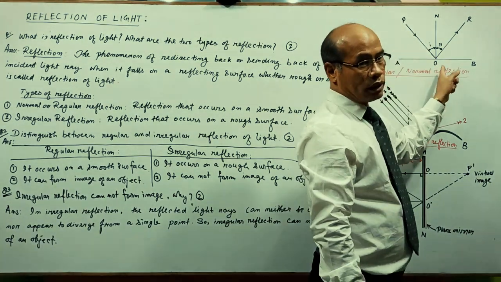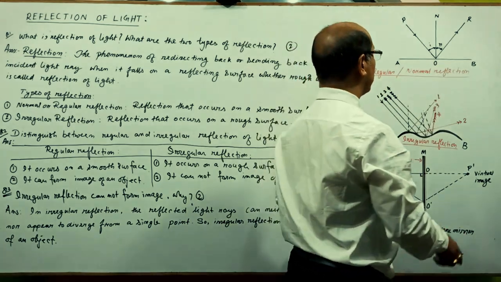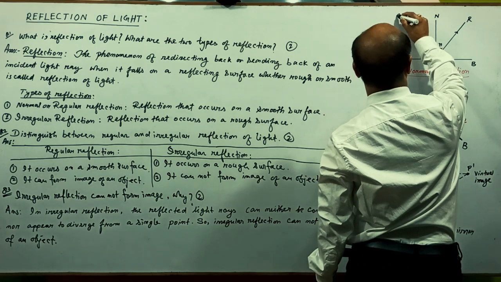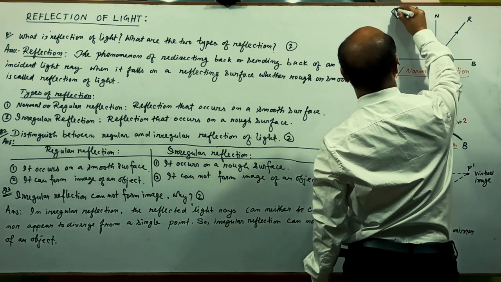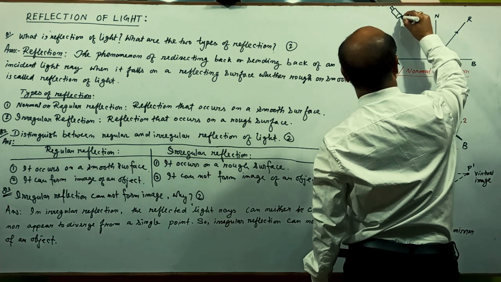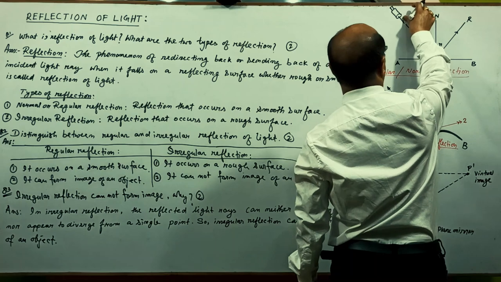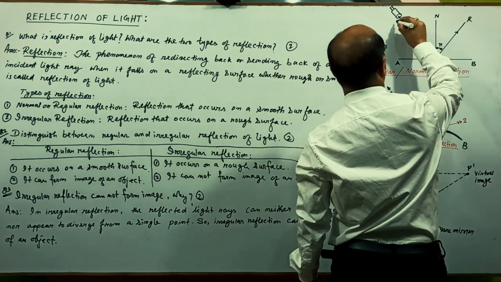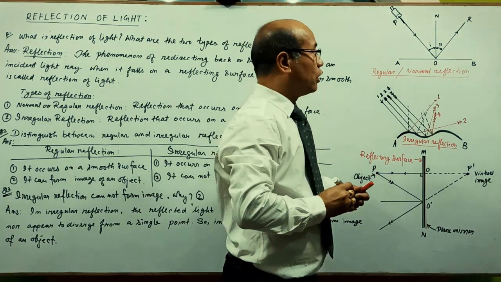See the incident light ray. The incident light ray comes from a source of light, for example, a window or a door. The source of the light ray, the incident ray.